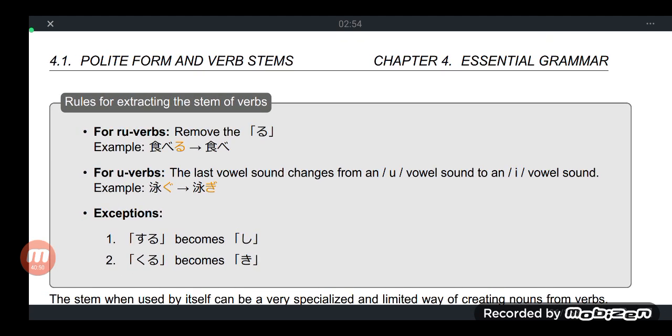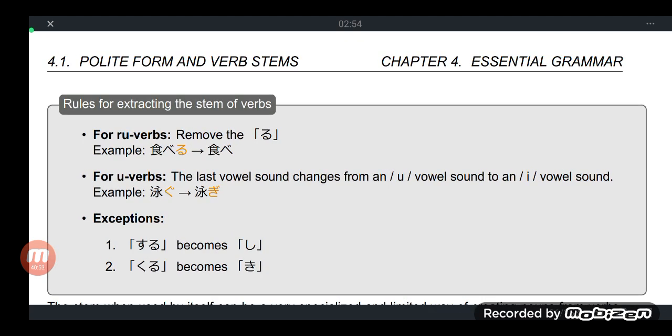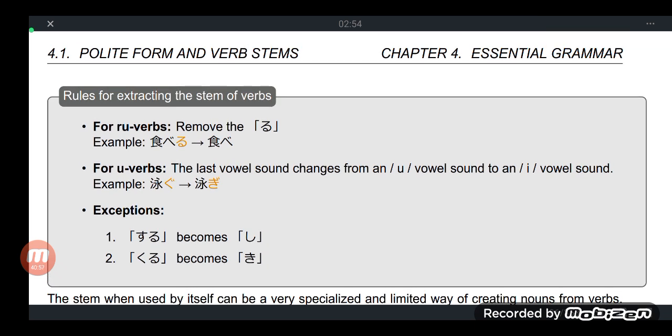Rules for extracting the stem of verbs. Summary: rules for extracting the stem of verbs. For ru-verbs or ichidan verbs, just simply remove the ru. For example, taberu, it becomes tabe. For u-verbs or Godan verbs, the last vowel sound changes from its u sound vowel. So for u-verbs or Godan verbs, the last vowel sound, which is usually in dictionary form u, changes from a u vowel sound to its i vowel sound.